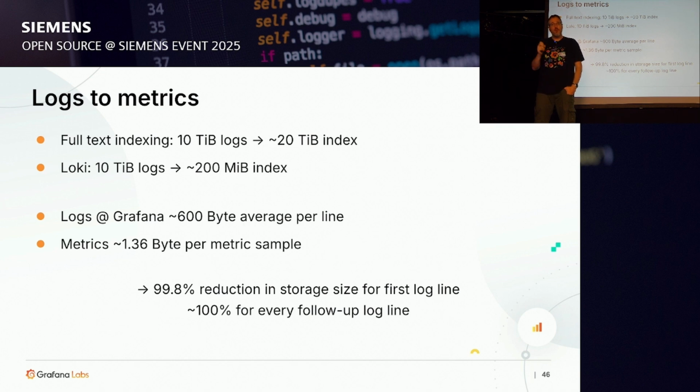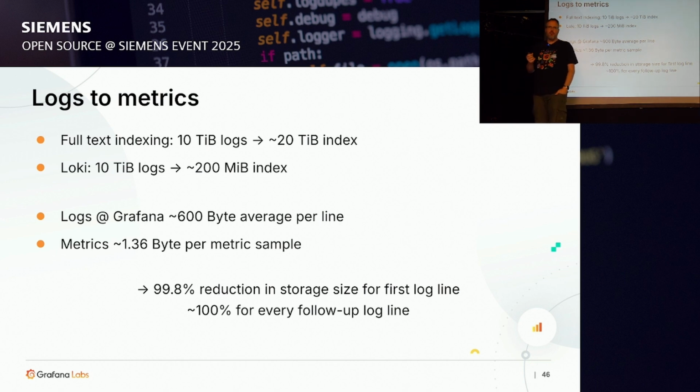Compared to this, on average, across all of Grafana Labs, Loki, for the same 10 terabytes of logs, has roughly 200 megabytes of index. So you need to search through 200 megabytes instead of 20 terabytes. Megabytes. You know what I mean. Like, several orders of magnitude of difference. It is substantial what you already, every single time you search, do not have to walk through.